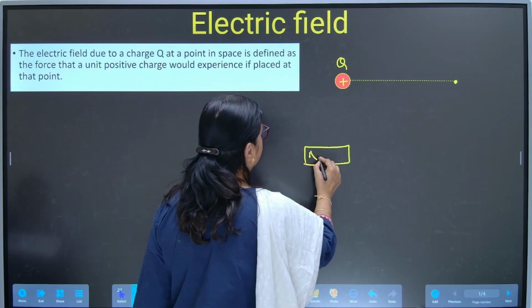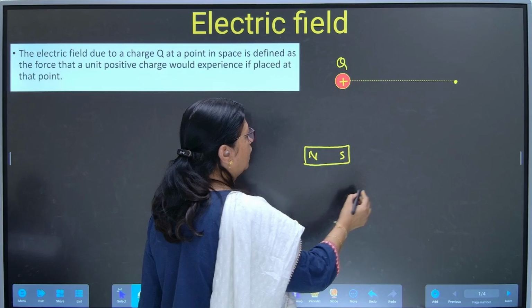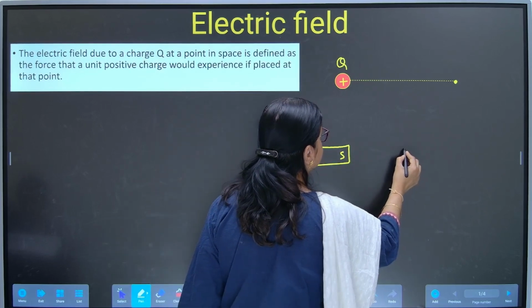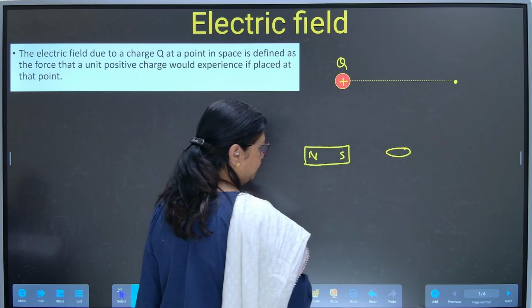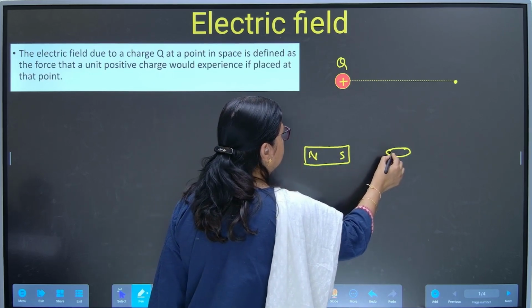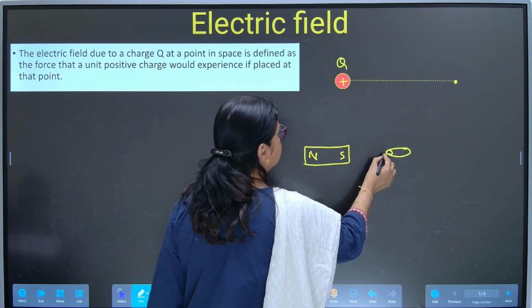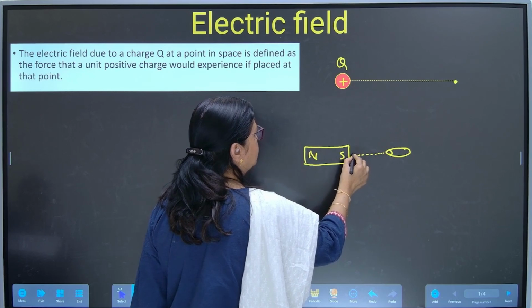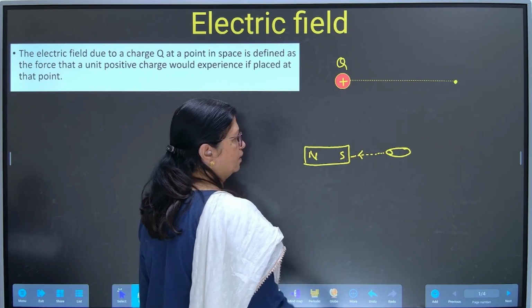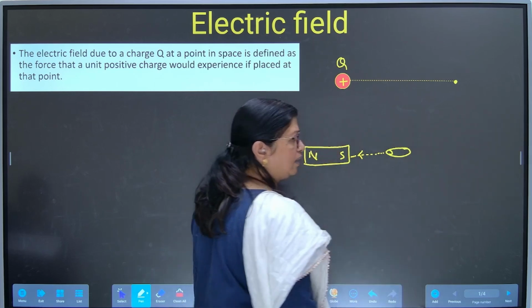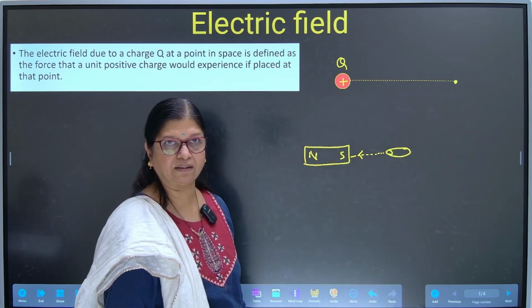Let it have one north pole, let it have one south pole, and let me place one small safety pin in front of it. We will be immediately able to see that this pin gets attracted towards this particular magnet. If I place it very far, it may or may not be attracted.